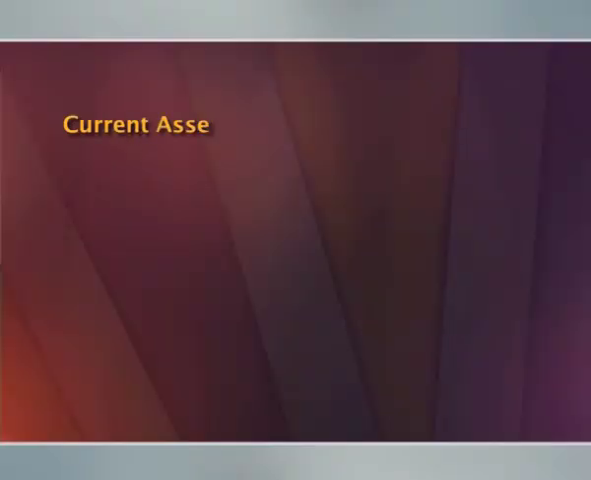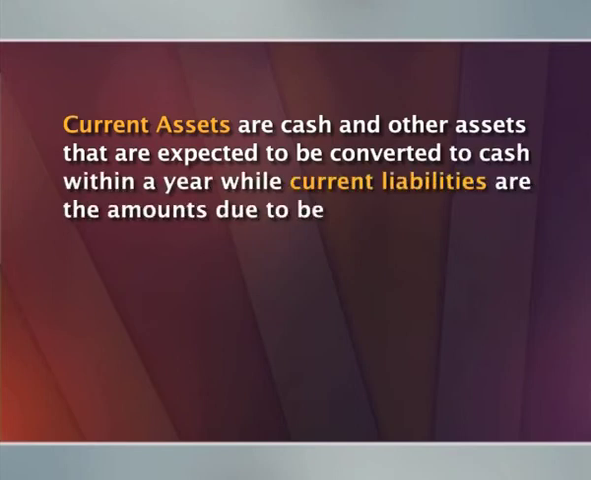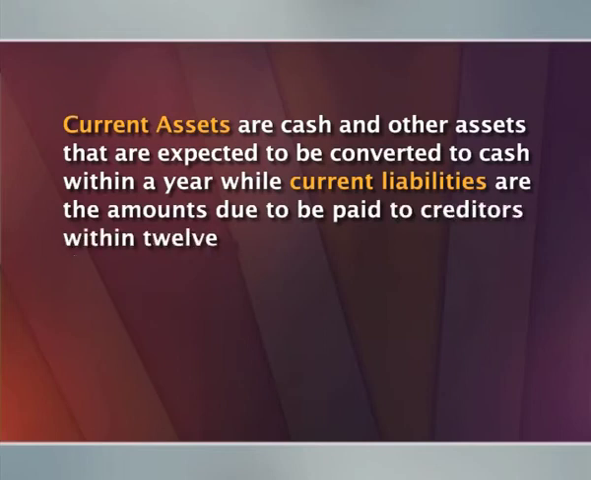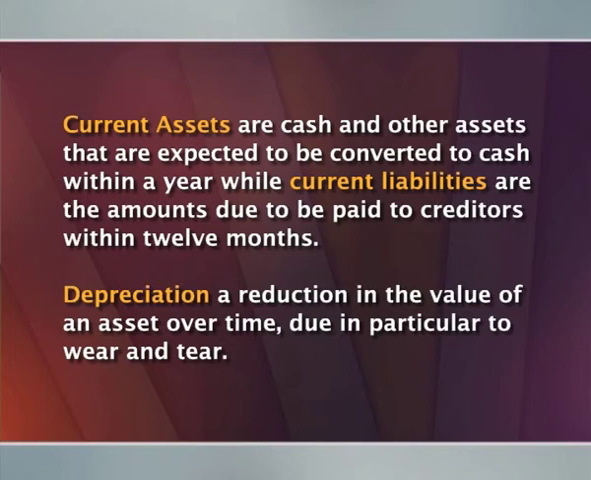An asset is an item of property owned by a person or company, regarded as having value and available to meet debts, commitments or legacies. Current assets are cash and other assets that are expected to be converted to cash within a year, while current liabilities are the amount due to be paid to creditors within 12 months. Depreciation, a reduction in the value of an asset over time due in particular to wear and tear.